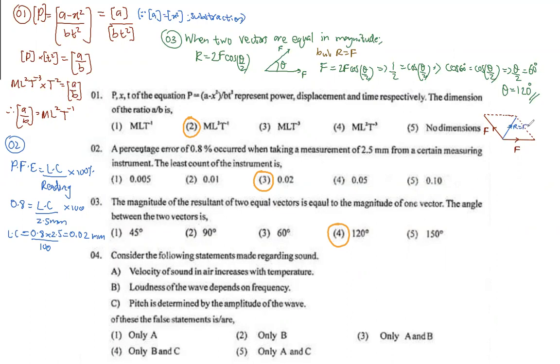R is also equal to f. This is what happens when the angle between them is 120, remember. Okay, right. And then fourth one. What is the fourth one?